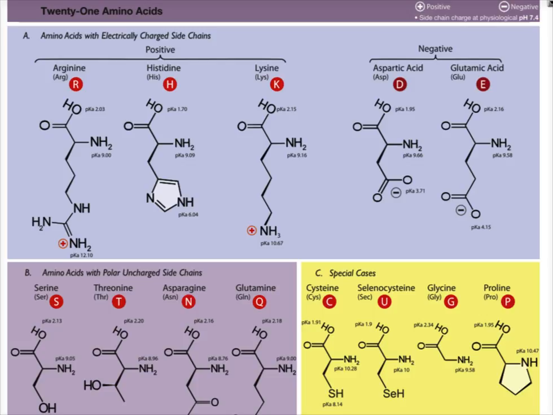There are 20 amino acids. This table actually gives 21. It gives an extra special one here called selenocysteine, but we will not worry about those.